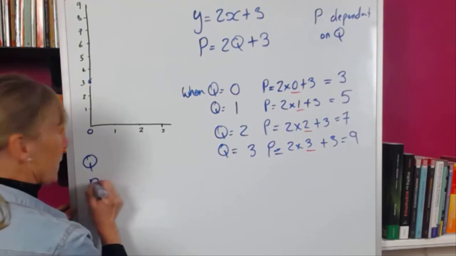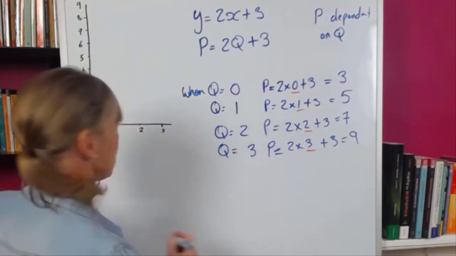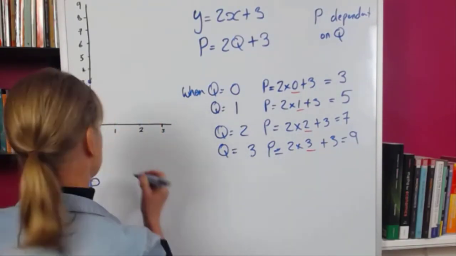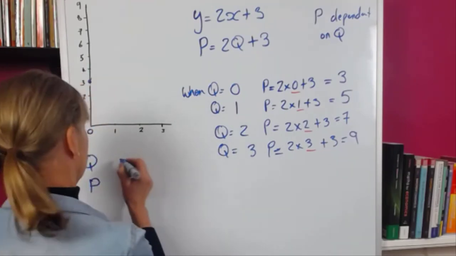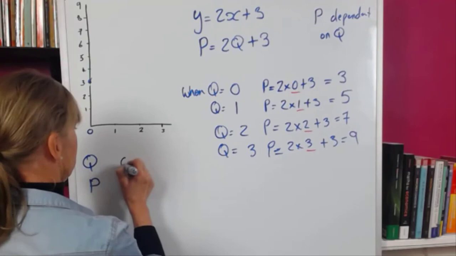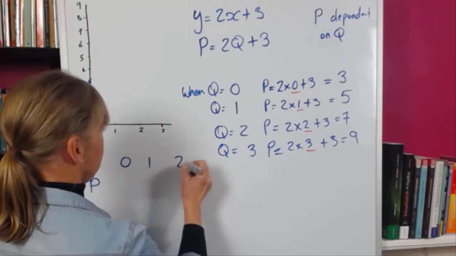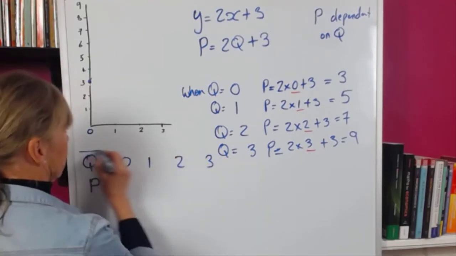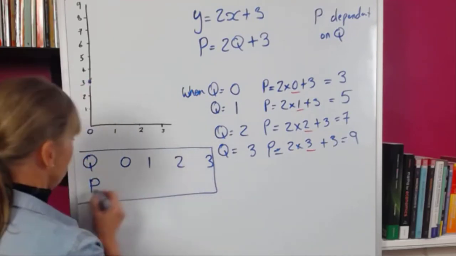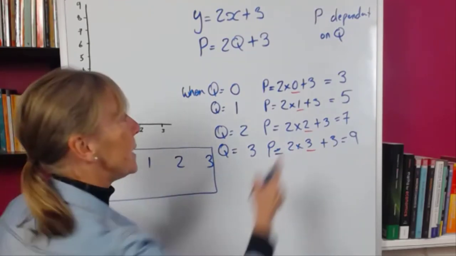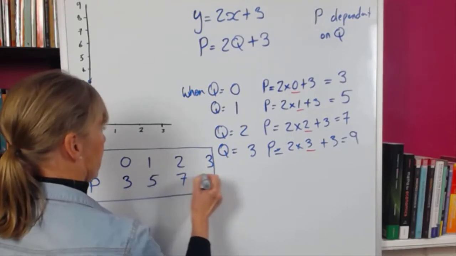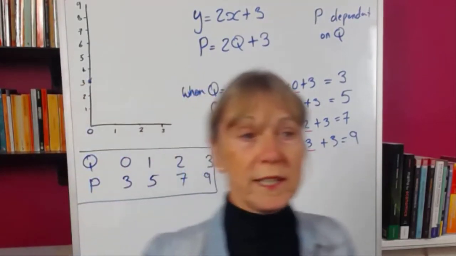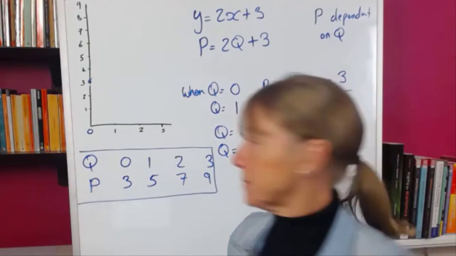Q, P. In fact, you'll see a worksheet. Worksheet number 1 for the first lecture is asking you to fill in a grid like this. So let's pick the values of Q that we're interested in and put in the corresponding values of P. So we've got 3, 5, 7, 9. So we've got all we need to plot that graph.